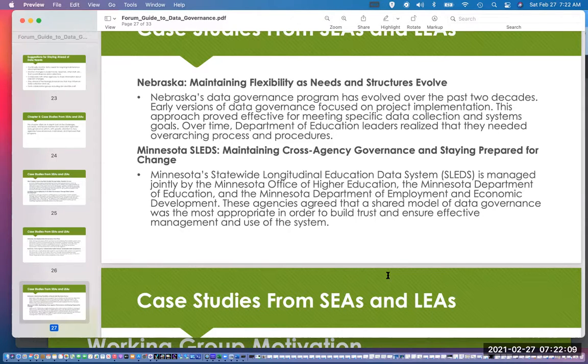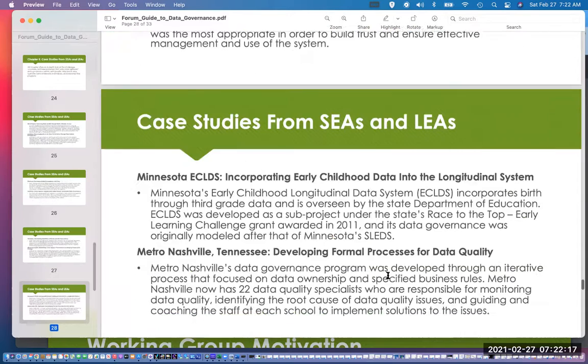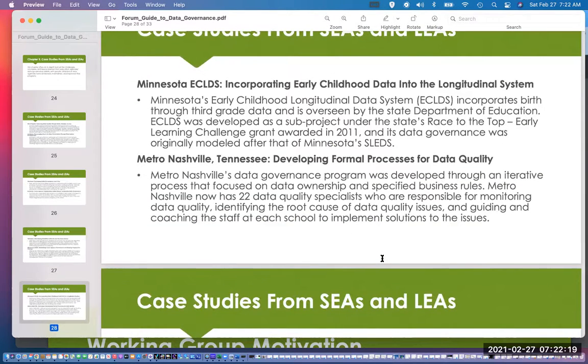Minnesota SLEDS, maintaining cross-agency governance and staying prepared for change. Minnesota's Statewide Longitudinal Education Data System, SLEDS, is managed jointly by the Minnesota Office of Higher Education, the Minnesota Department of Education, and the Minnesota Department of Employment and Economic Development. These agencies agreed that a shared model of data governance was the most appropriate in order to build trust and ensure effective management and use of the system.